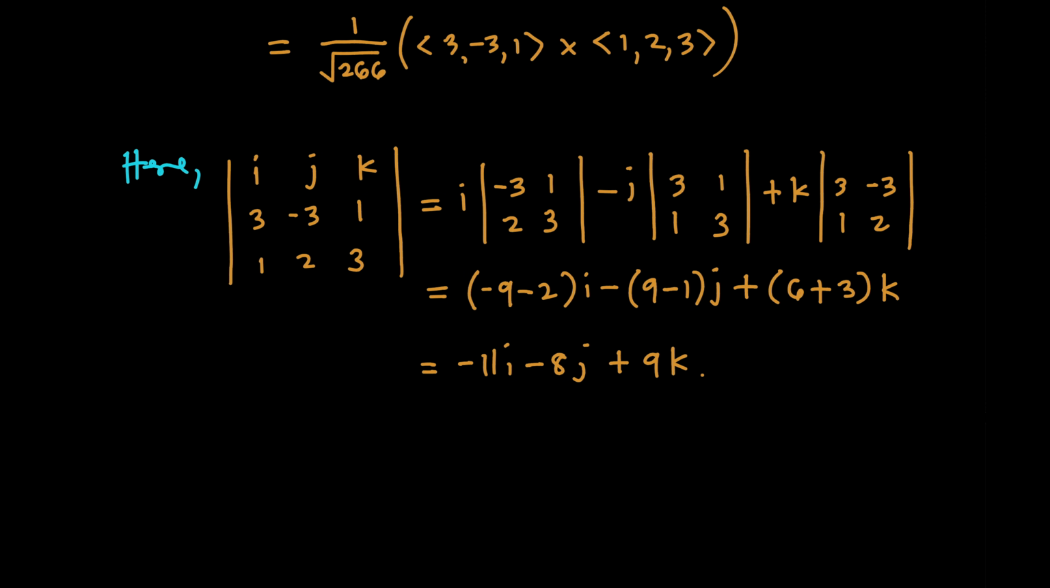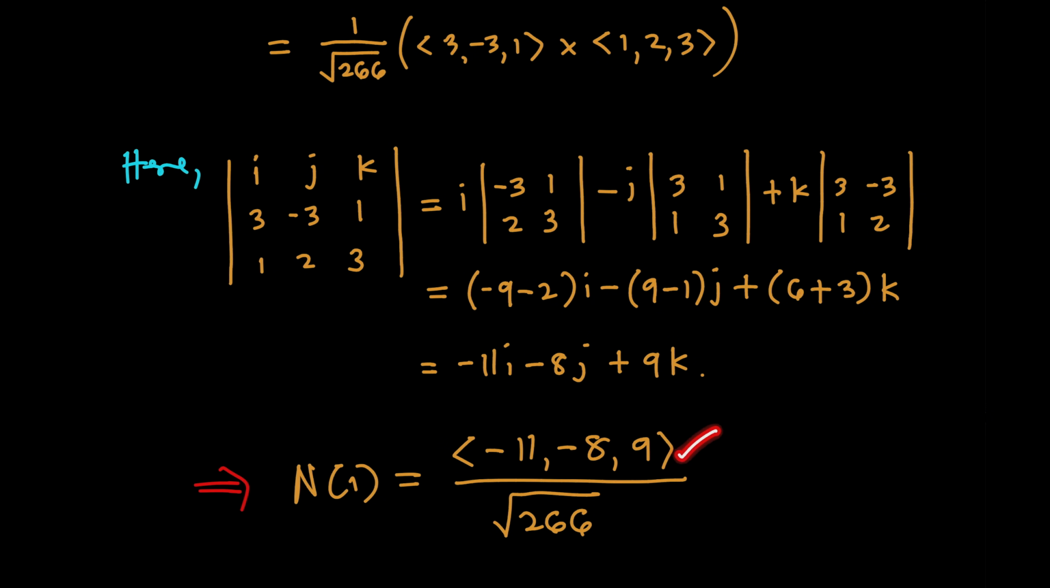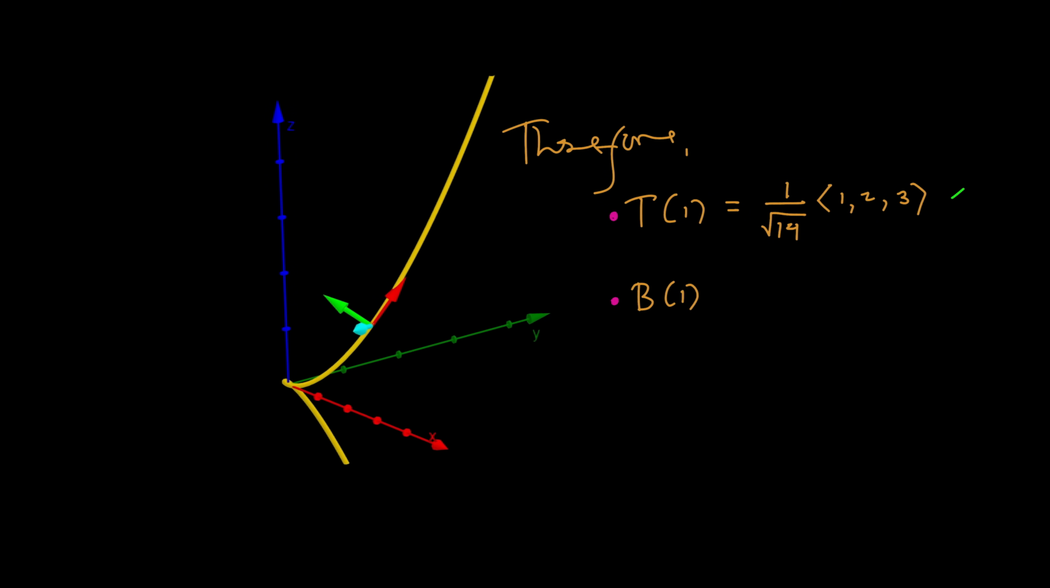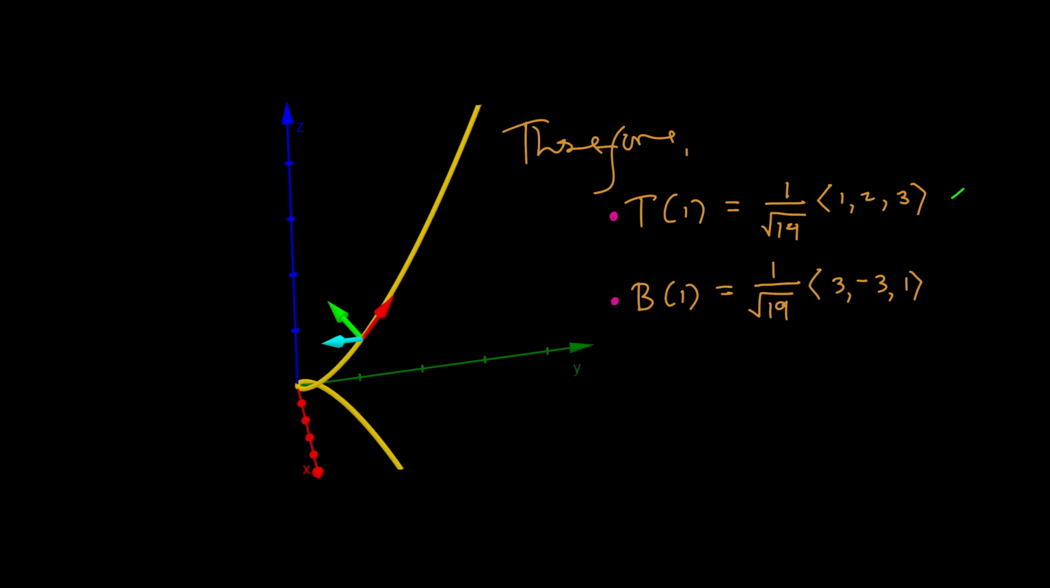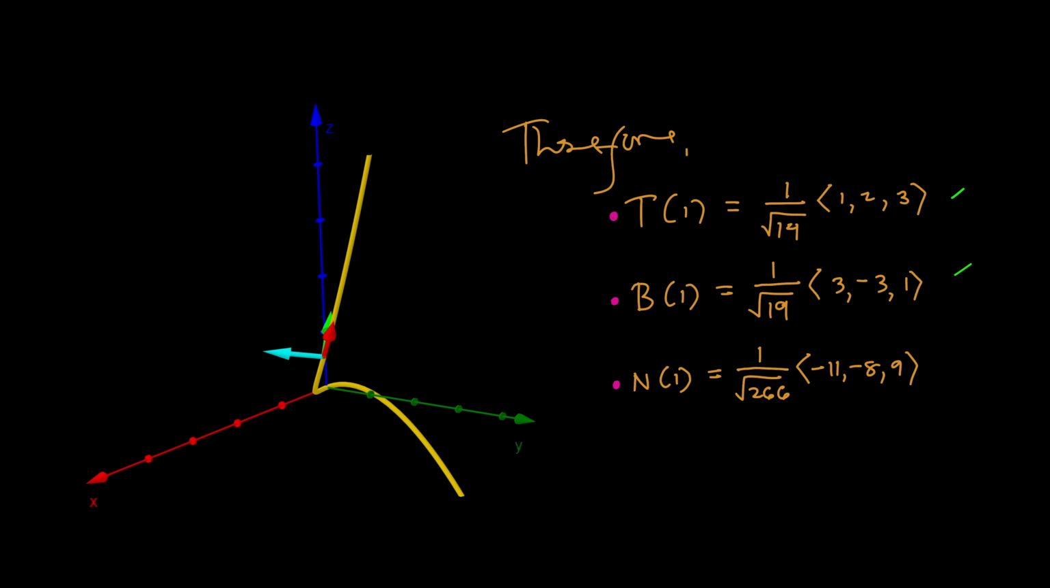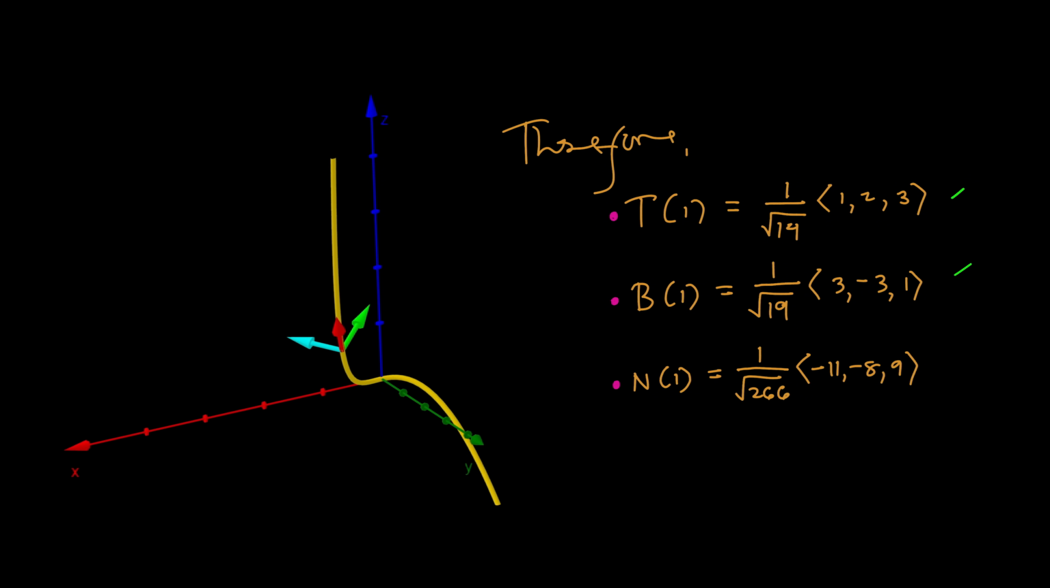Hence, the value for our normal vector evaluated at 1 is equal to this vector divided by its magnitude. So the moving trihedral is given by the following set of vectors, which is T1, we have the unit binormal vector, and then finally we have the unit normal vector. And that's how you obtain these vectors.